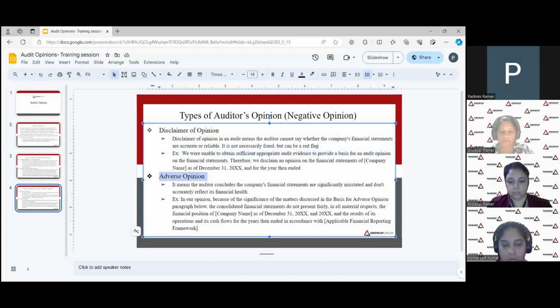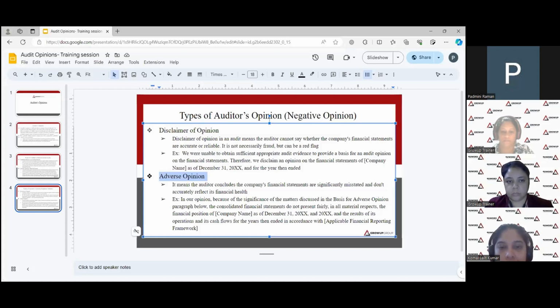Next is adverse opinion, which is a red flag. Why is it a red flag? Because it means fraud has happened in the company, or the company is not maintaining proper financial statements, or they have misstated them wantedly. They want to show more assets and fewer liabilities than they actually have. These are some of the examples.